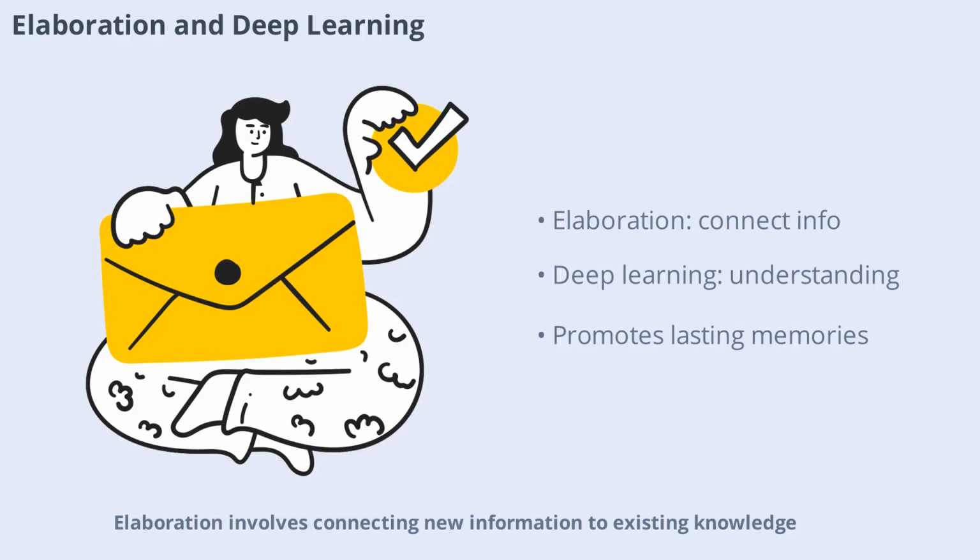Elaboration involves connecting new information to existing knowledge, making it more meaningful and easier to remember. Deep learning goes beyond memorization, encouraging understanding and application. Techniques like summarizing, questioning, and teaching others promote elaboration and deep learning. These strategies help learners build strong, lasting memories and apply knowledge in new situations. Educators can foster deep learning by designing activities that require analysis, synthesis, and evaluation.